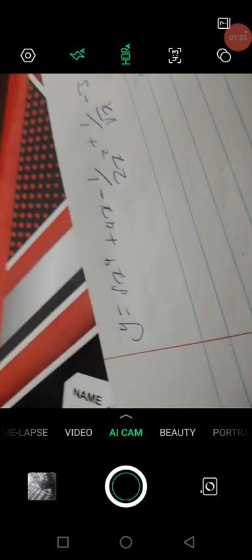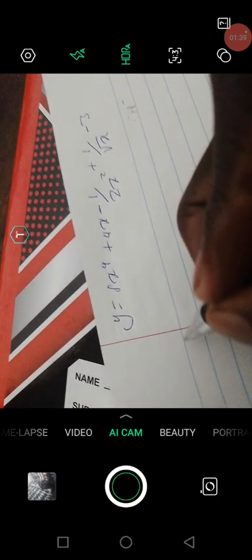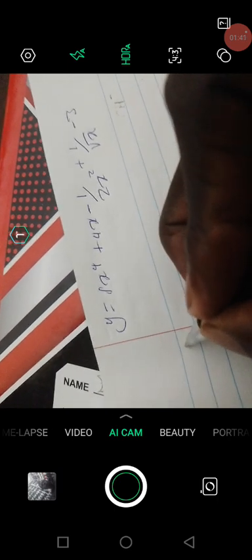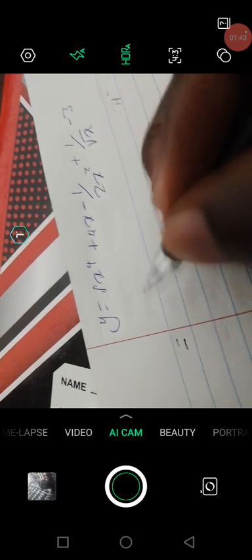So what is this question all about? You just have to take your time. This is your question. Immediately when you see this question, first of all, I want to arrange it. I don't want to start calculating, I just want to arrange it here.